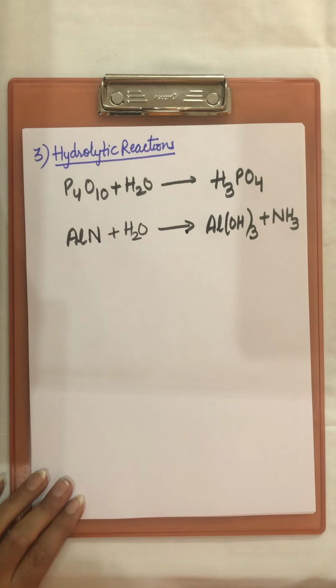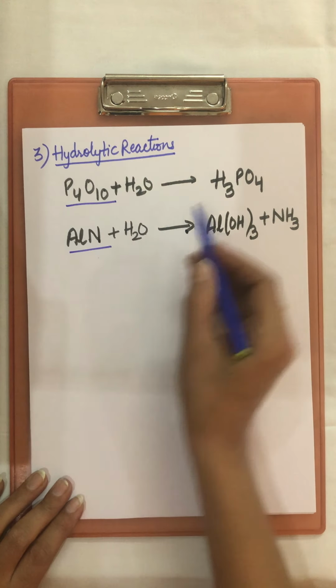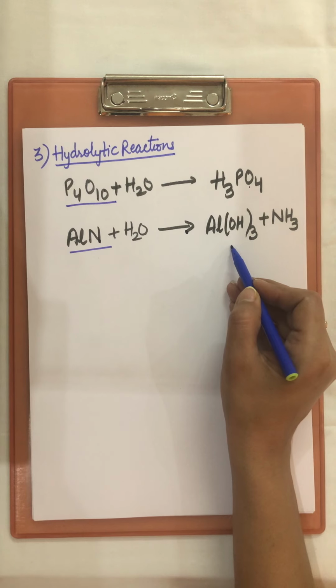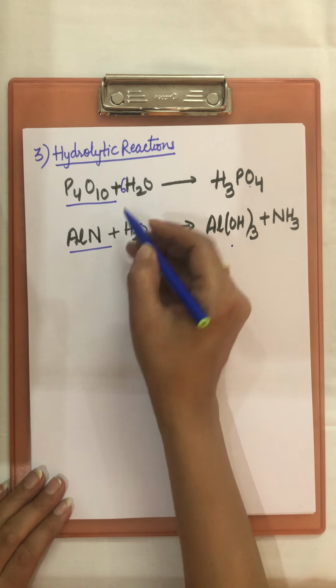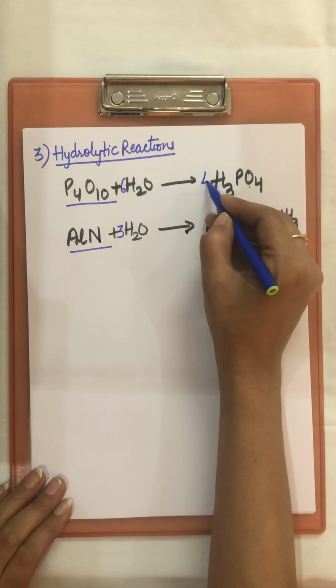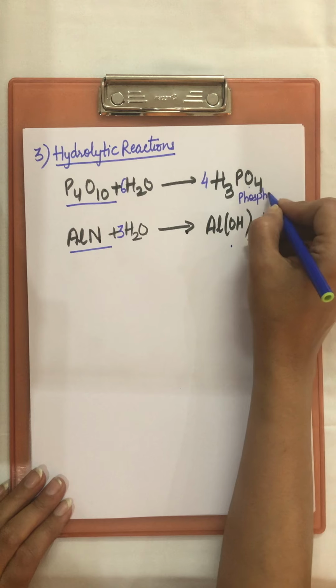So if water reacts with a compound to form acid or base, that reaction is called a hydrolytic reaction. This acid is phosphoric acid.